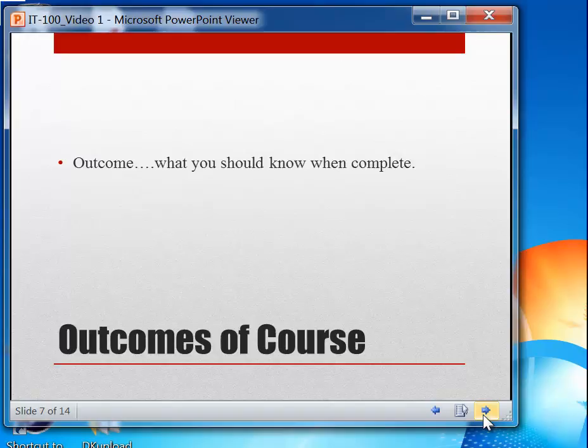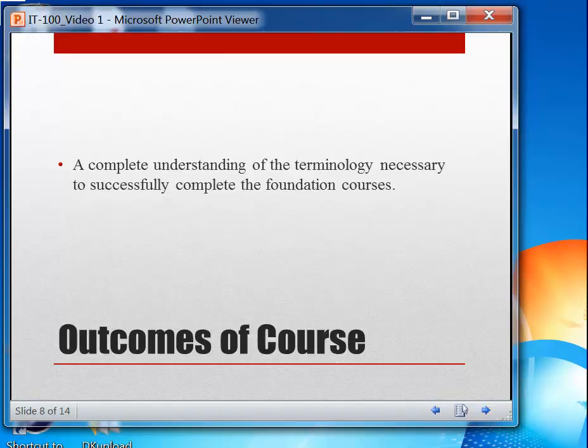So what are the outcomes of the course? What are we here for? What should you know when you're complete with the course? For the most part, we're going to deal with a lot of terminology. A lot of people get stumped on terminology. There's so much of it today, especially in the computer world. There are acronyms, there are terms, and some of them mean the same thing. Some of them mean relatively close, but not exactly. And it can confuse a lot of people, especially those who don't deal with this day to day.